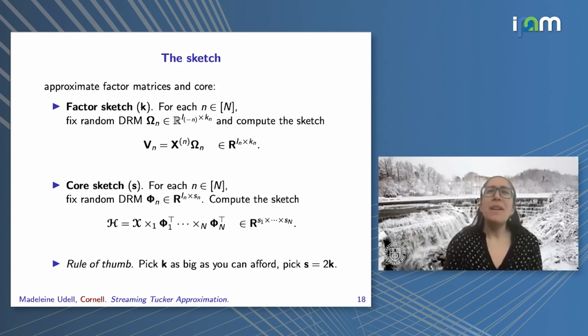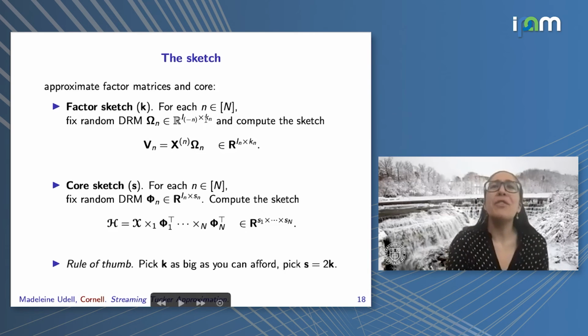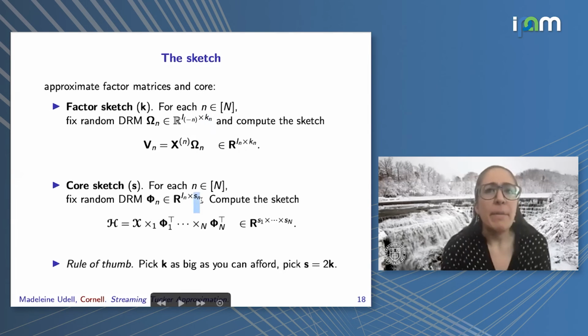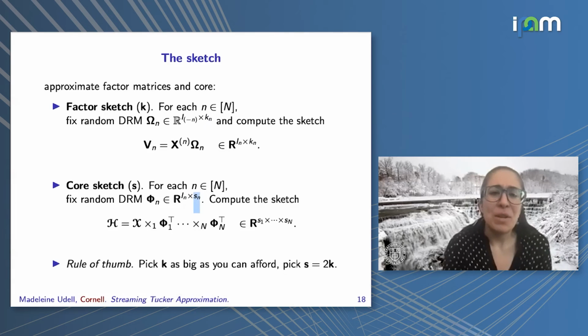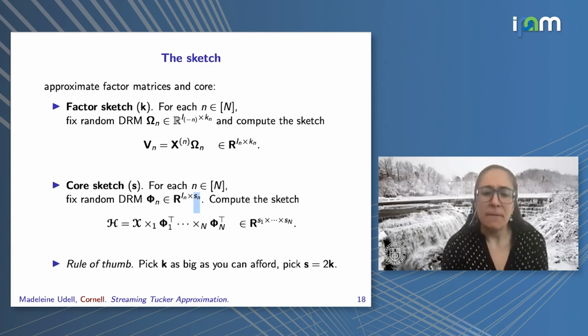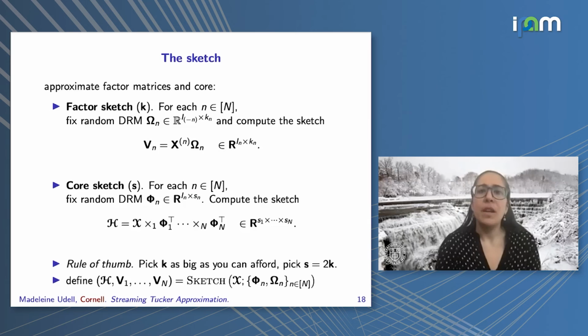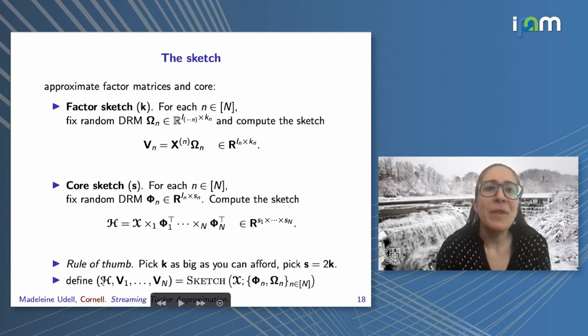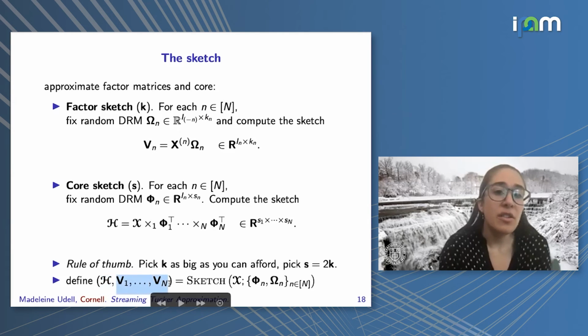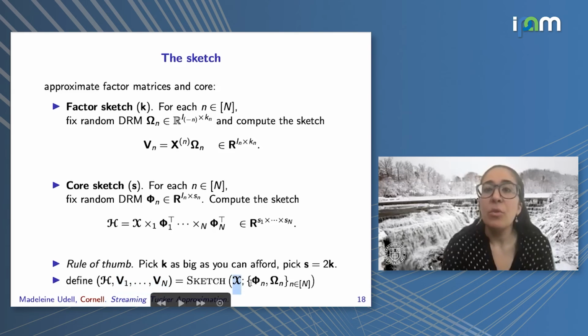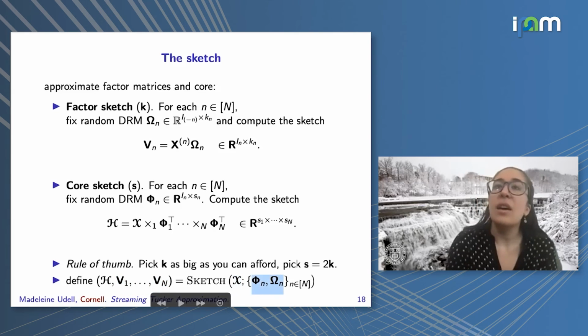The quality of your approximation is going to depend on the numbers kn and sn. So how big should you pick them? Well, k you should pick as big as you can afford, and s you should pick to be twice k. It's going to give you guaranteed good reconstructions. So I'm going to define this core sketch and this collection of factor matrix sketches to be the sketch of my tensor with respect to these dimension reduction maps.